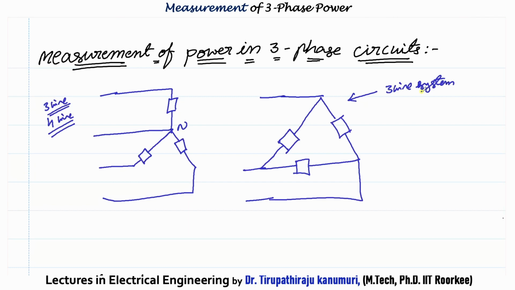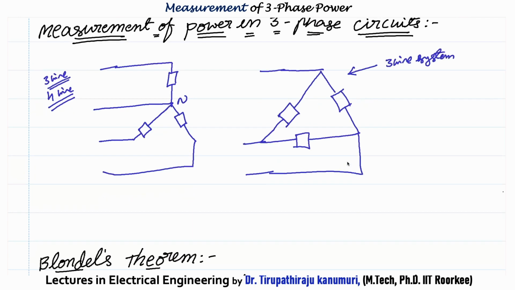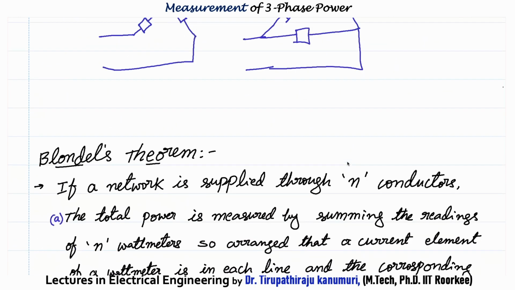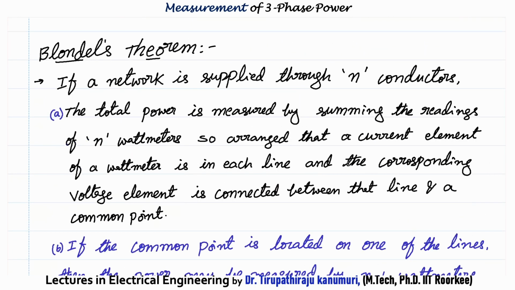Based on how many wires there are, it decides how many wattmeters are required to measure the three-phase power. That is given by a theorem called Blondel's theorem. Let us see the statement first, then I will explain it in detail, and we will also see the common doubts or mistakes people generally make in power measurement.